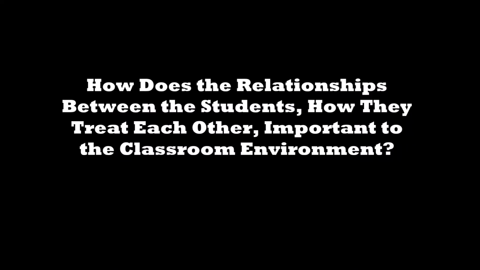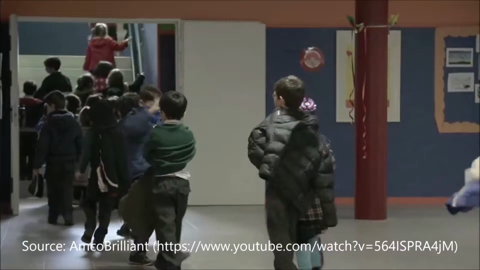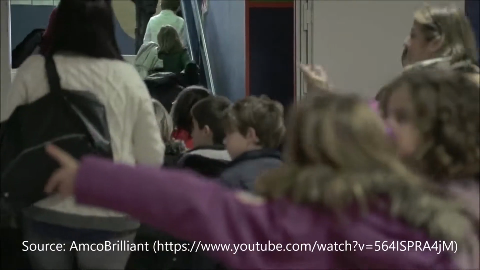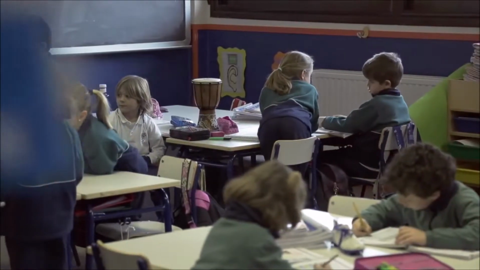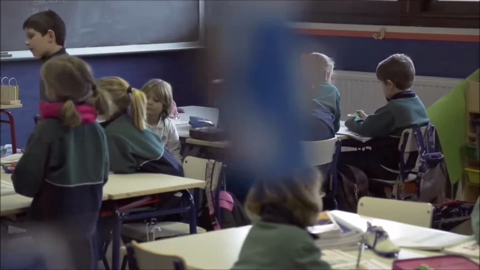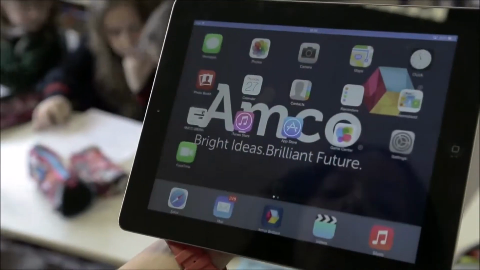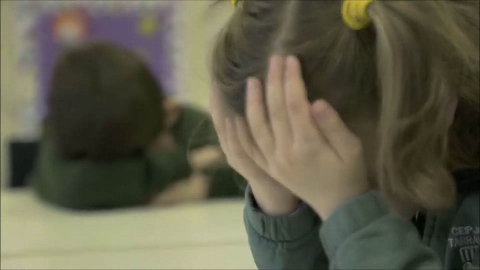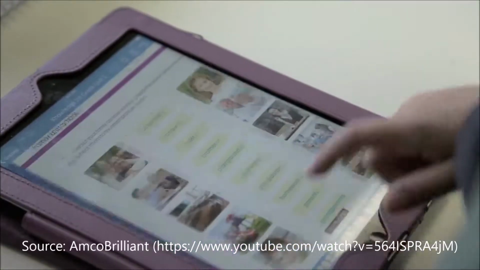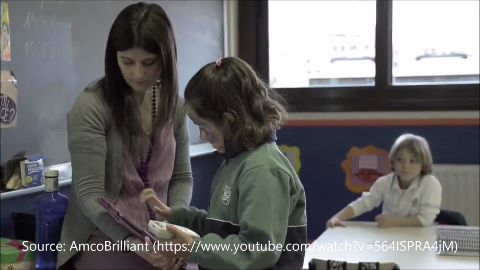How does the relationship between the students, how they treat each other, matter in the classroom environment? An easy observation to make is watching how students communicate with each other. Are they kind to each other, or are the interactions riddled with disrespect and ridicule? All classroom environments have a culture of their own. This culture is created by the teacher. What the teacher models and permits is directly related to the classroom culture.